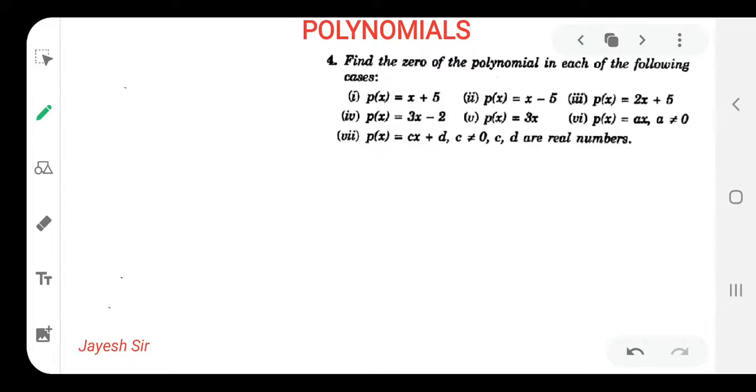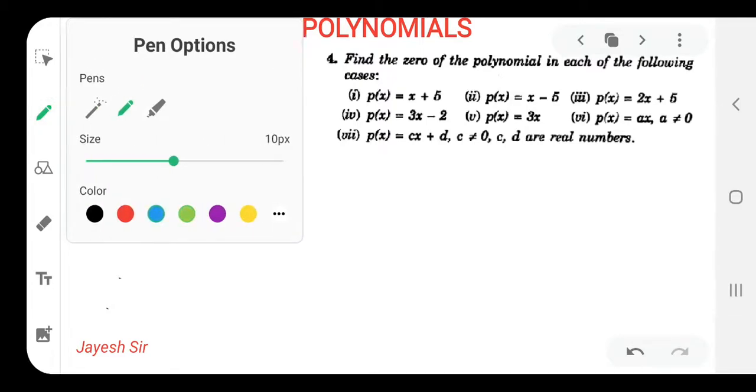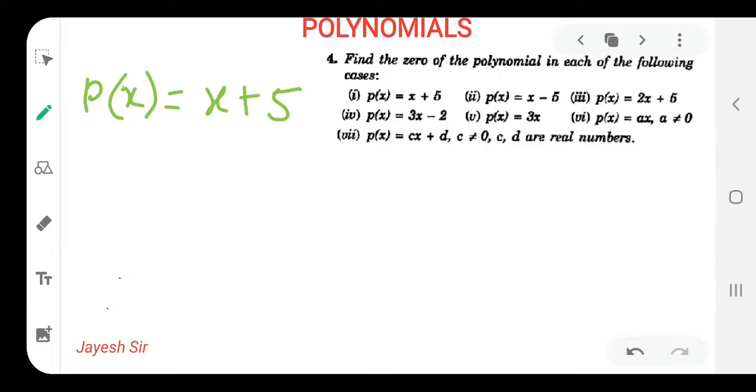Yes, we have to make our value of polynomial as 0. So here, instead of p of x, we'll write directly 0 and we'll get the zeros of the polynomial. Yes friends, by examples you might be able to understand it properly. This is our equation. What is our equation? P of x is equal to x plus 5, friends.